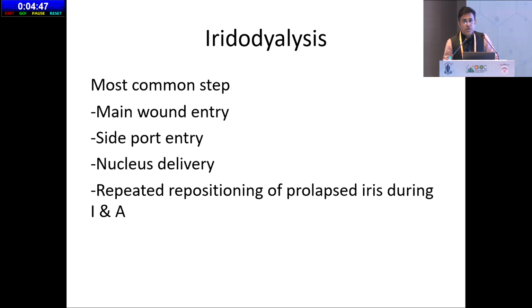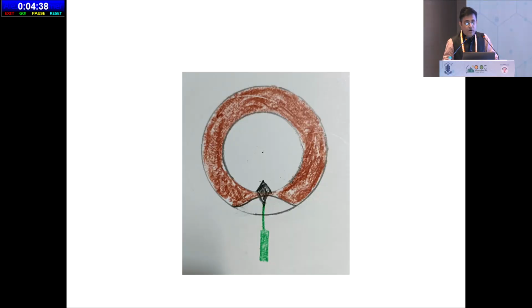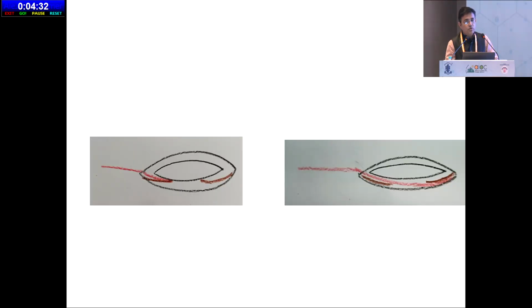The next complication is iridodialysis. The most common steps where iridodialysis happens are while doing the main wound entry, while doing the side port entry, and doing the nucleus delivery. While doing the main port entry, you can push the iris with your crescent or a keratome. While doing the nucleus prolapse, you can engage the iris, either the inferior part or the superior part, and pull it. You can cause an inferior iridodialysis, you can cause a superior iridodialysis.